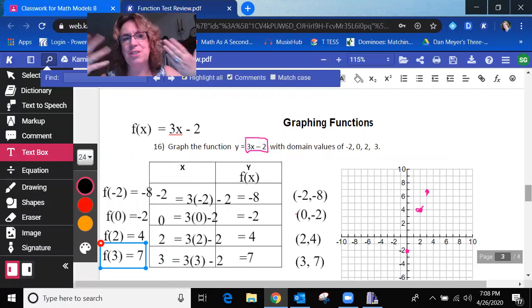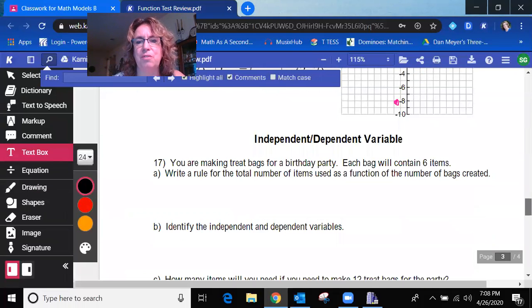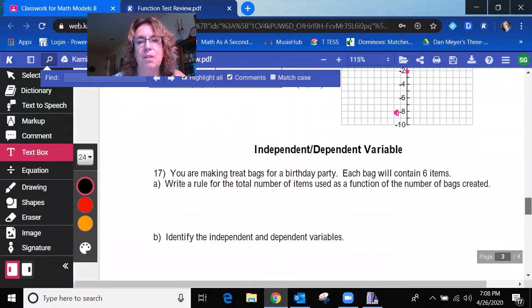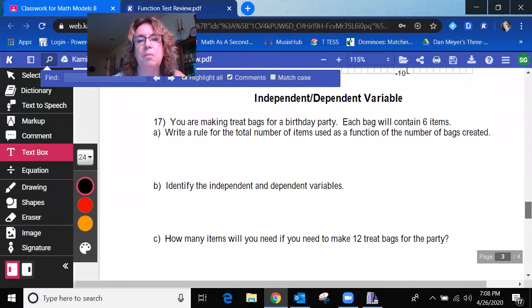I don't know how much to go because I'm not hearing your questions live, but hopefully this is going to help you study for the test. That's that part. So that's the big chunk of it.